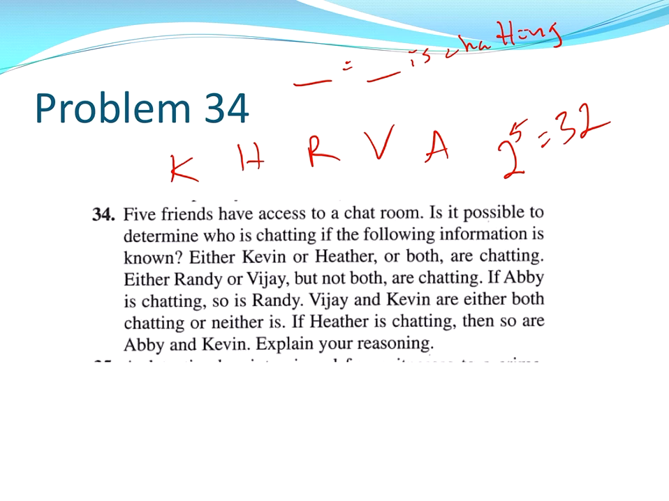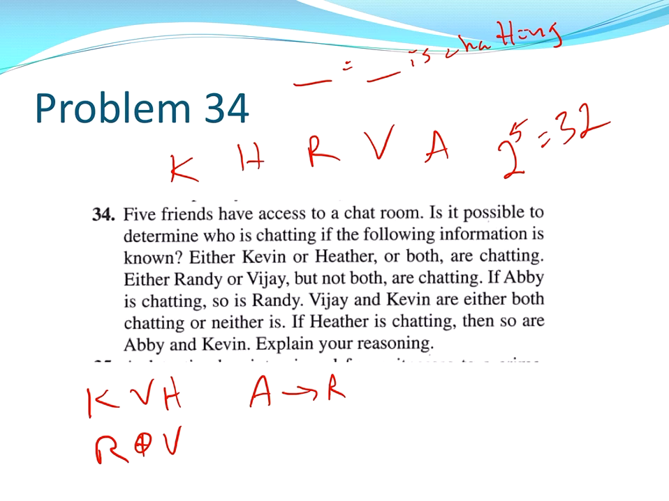All right, so let's use our atomic propositions to write down our specifications symbolically. And we'll start with the first one. Kevin or Heather or both are chatting. Well, that's just going to be K disjoined with H. Randy or VJ, but not both are chatting. So that's going to be R XOR V. Next we have, if Abby is chatting, so is Randy. So we have an implication. A implies R.